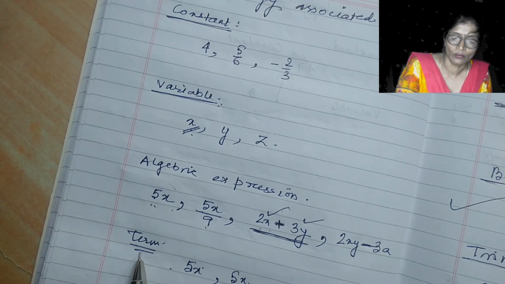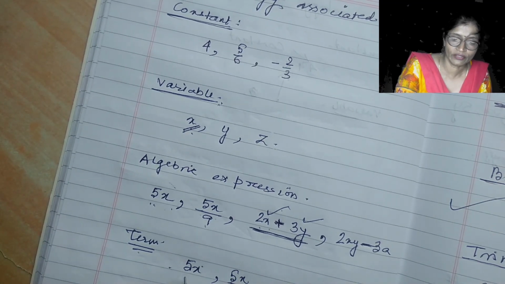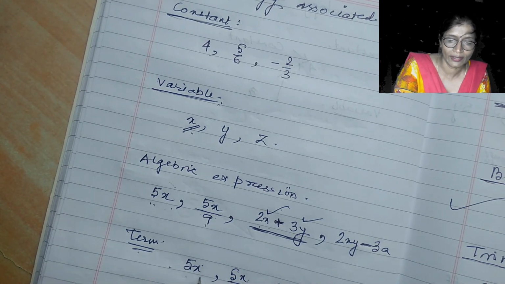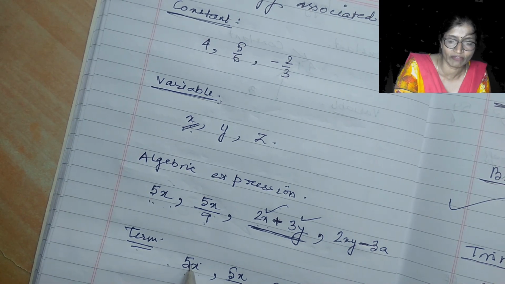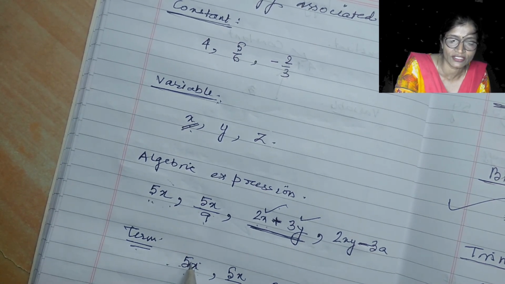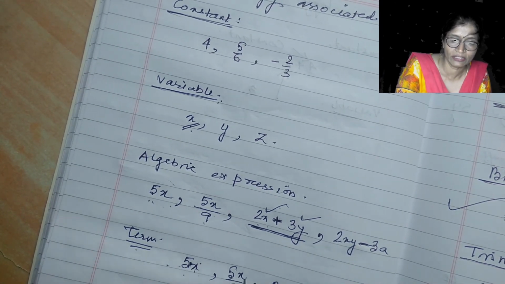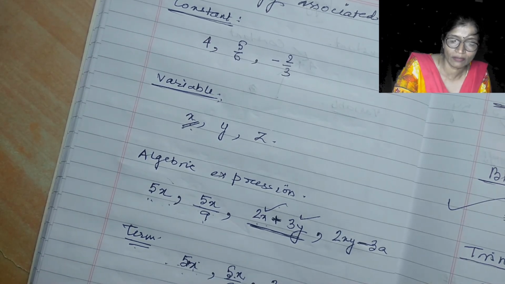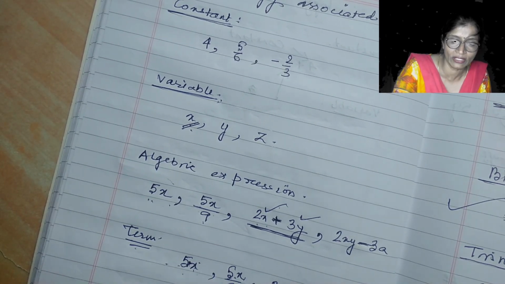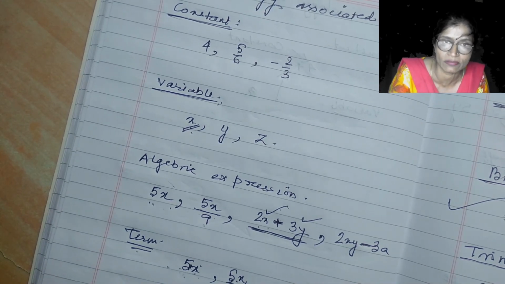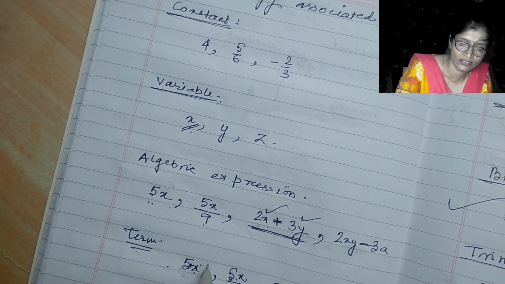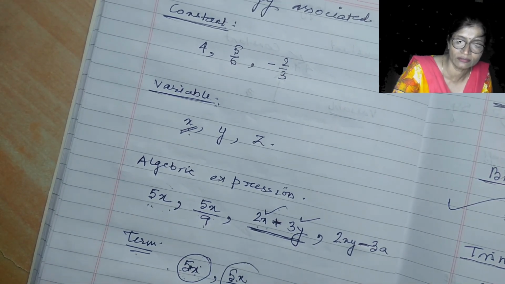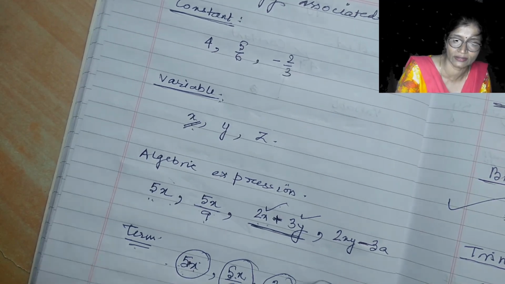And a term, what will happen? It will be a number and a variable, and in between the multiplication. 5x means here 5 and x, a multiplication sign is there, and in 9 a division sign is there. So multiplication and division are there, but no plus or minus. Then this is one term, this is another term, this is another term, this is another term.